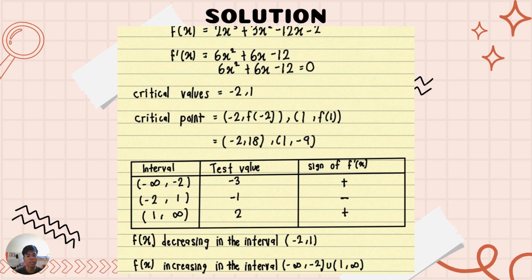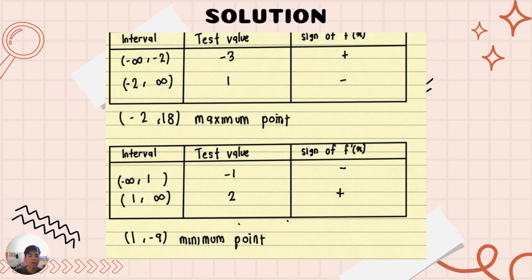So the conclusion is f is decreasing in the interval (-2, 1), and f is increasing in the interval negative infinity until -2, and 1 until infinity. Next, we must find the maximum point and minimum point.